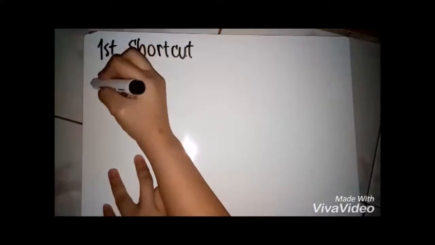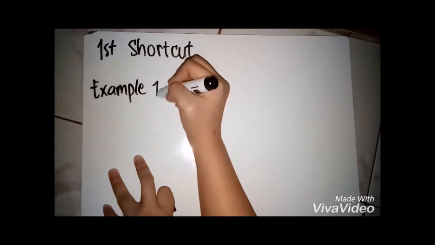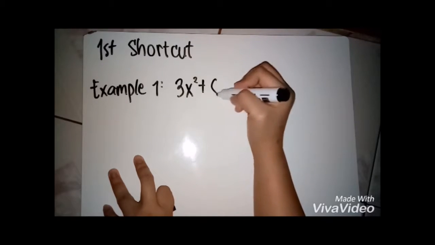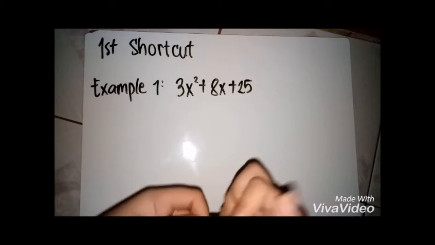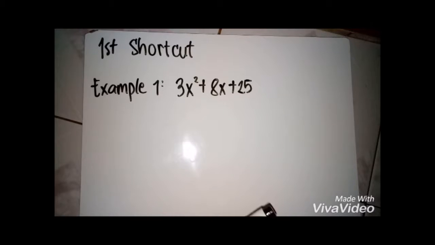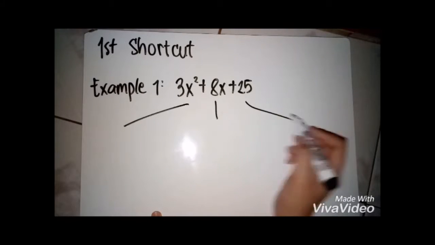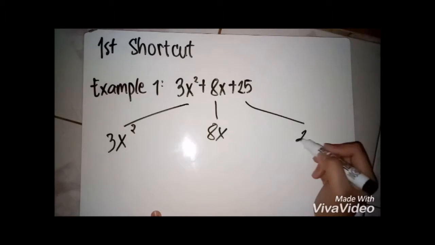So we have example number 1: 3x squared plus 8x plus 25. In the shortcut method, we just have 3 steps, compared with the 4 steps in the regular method, which are complicated. So we just separate every monomial. So we have 3x squared, 8x, and 25.